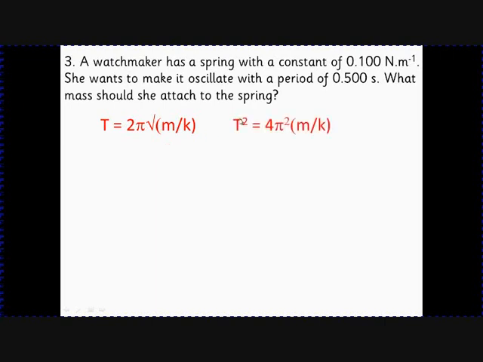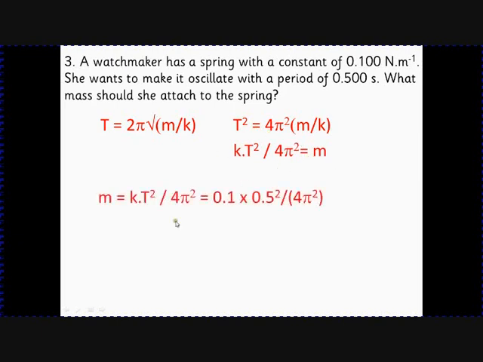Okay, so I suggest the best way to do this is do the algebra first, square both sides. So T becomes T squared, 2 pi all squared becomes 4 times pi squared, m over k. We want the m on its own, so if we multiply by the k and divide by the 4 pi squared, we get to this expression. Once we've got that, then we just put the numbers in. So 0.1 was the spring constant, times the period 0.5 squared, divided by 4 pi squared. That gives you a mass of 6.33 times 10 to the minus 4 kilograms, or 0.63 grams if you prefer.